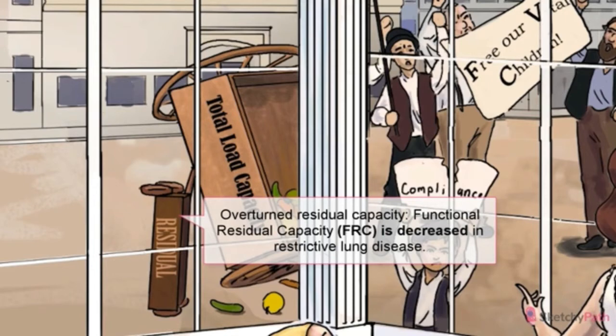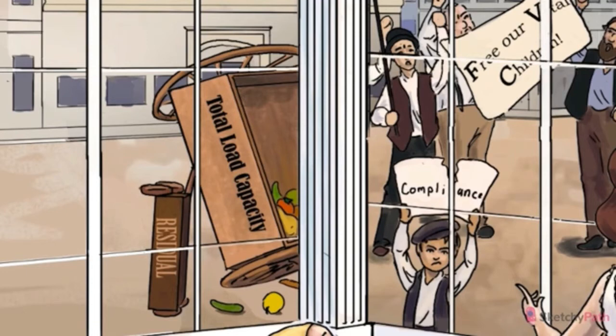As you can tell by that tipped over cart, when you've got small restricted lungs, your total lung capacity is low. And so is any residual you thought you were saving in there. You're just not going to have much air left over after you exhale.